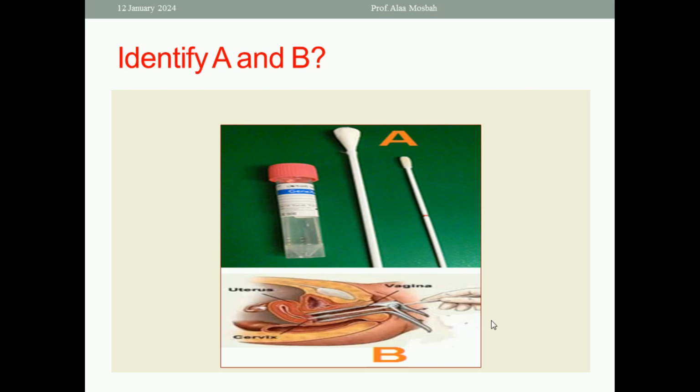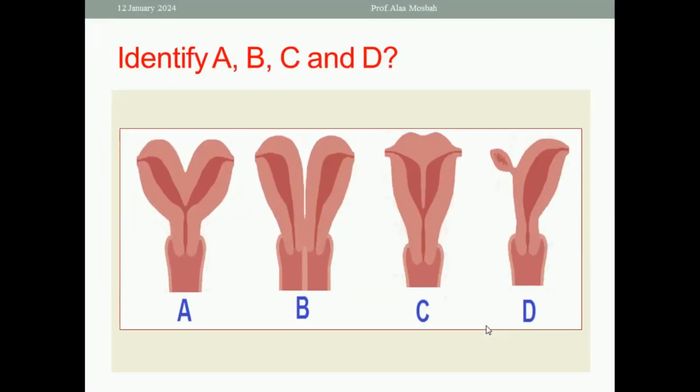What is next? Please look at this picture and identify A, B, C, and D. Look at picture A. This is a bicornuate uterus, bicornuate unicollis uterus. Two horns here. This is one of the anomalies of the uterus due to a defect in the development of the Mullerian ducts.